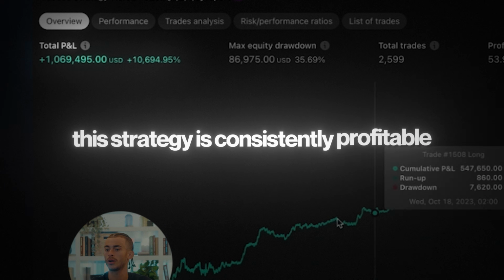that the strategy is consistently profitable by showing you real trade examples, doing a live broker login, and showing you guys a full backtest. First, the proof.